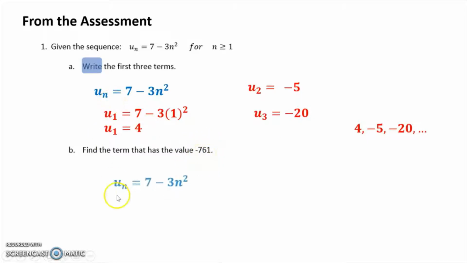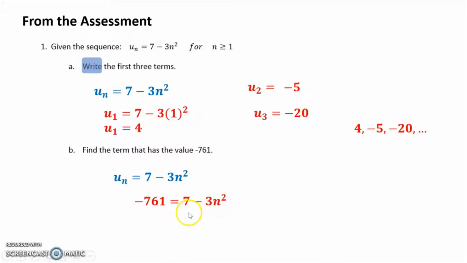When we look at our rule, we're not given the n value here. Negative 761 is not the n value. The n value is the term number. We're not looking for term number negative 761. We're looking for the term number when that number occurs. So we're going to put negative 761 here, replacing the u sub n with that. And that's saying sometime in the future it will be that value. The n value will tell us when.